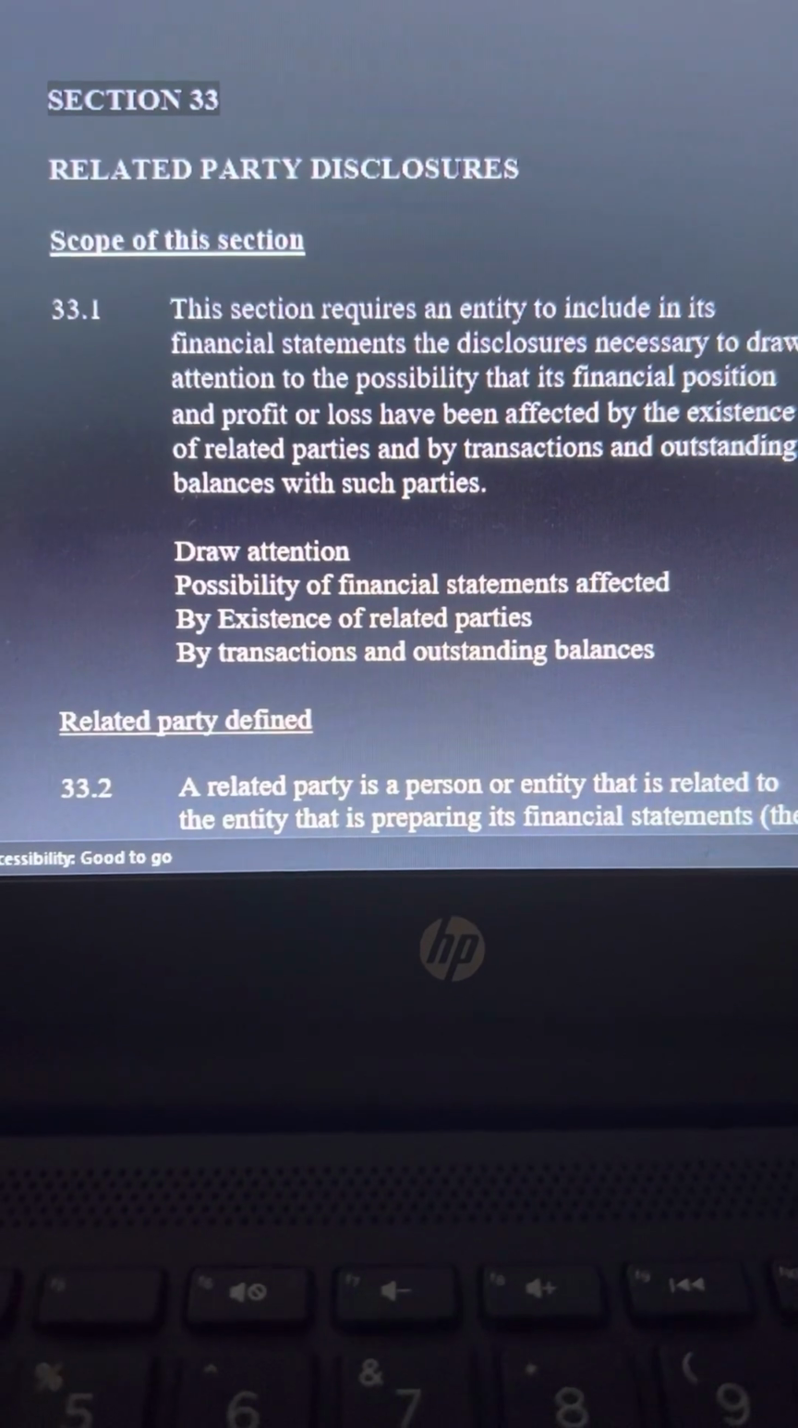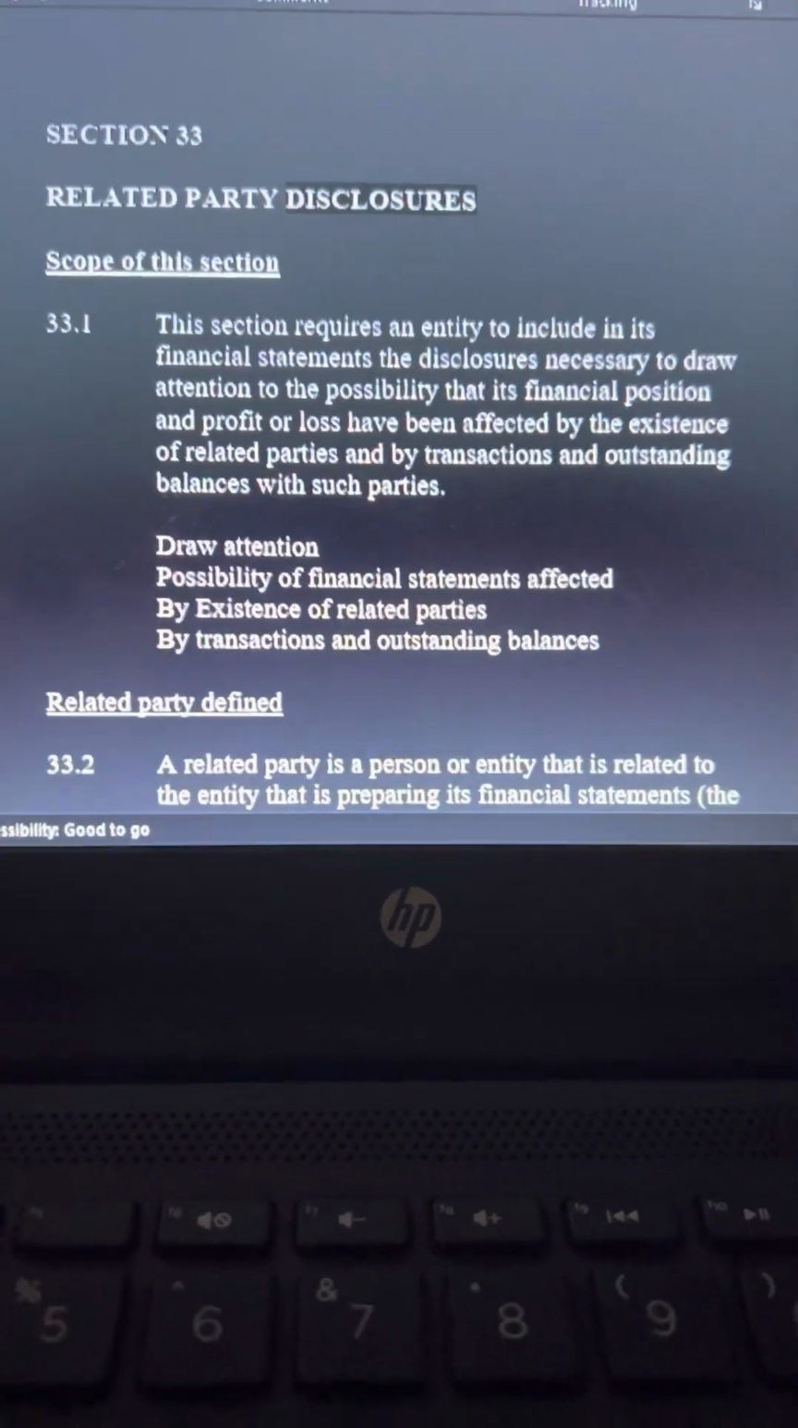Section 33. Related party disclosures. Scope of this section.